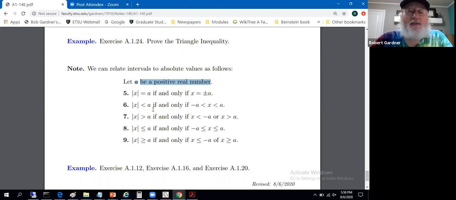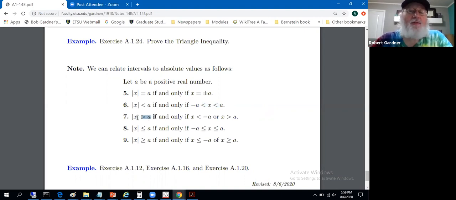Absolute value of x is less than a if and only if x is less than a and greater than negative a. It might be worth your while to convince yourself of that fact. This is how we'd take an inequality involving absolute values and write it as an inequality not involving absolute values. That'll be a thing we'll be doing along the way.